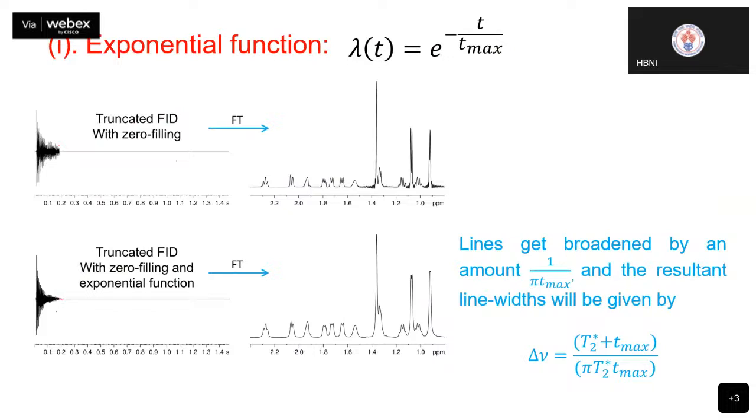However, you also pay a price. The price you pay is lines get broadened by an amount 1 by pi times T max, and the resultant line width will be given by delta nu is equal to (T2 star plus T max) divided by (pi T2 star T max). One can calculate it, but this is the result you get. So you pay a price in terms of the spectral resolution. You get a good looking spectrum, you have removed all these wiggles in the baseline, but you generate an enhanced line width. So you pay the price by exponential multiplication. So this is not completely suitable, so you should do something better than this.